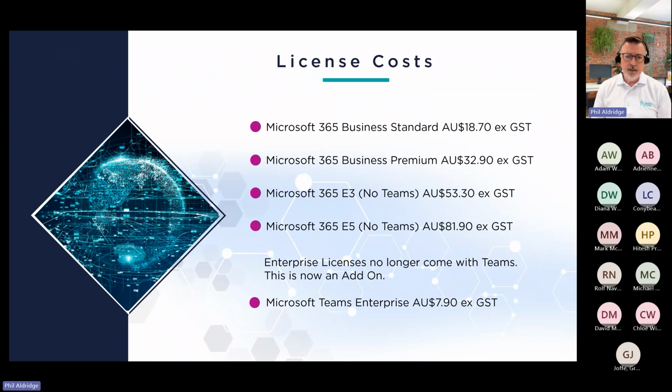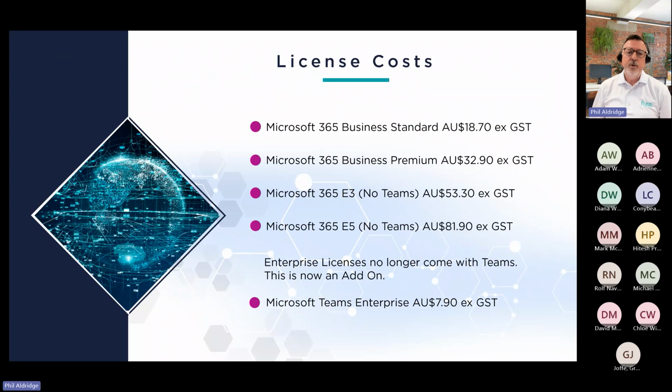Now, one thing to note is that as of tomorrow, I think, October the 1st, we as a Microsoft reseller can no longer sell E3 or E5 licenses with Teams built in. So if you want them today, we can get them to you, but tomorrow we can't. What Microsoft's done, for various reasons that I'm not going to get into, is split Teams out from the E licenses. So you'll see there, Microsoft 365 E3, no Teams. And the price for Teams, I'll put at the bottom there, which is currently $790 ex GST. You would have to buy that as an add-on to your E3 licenses.